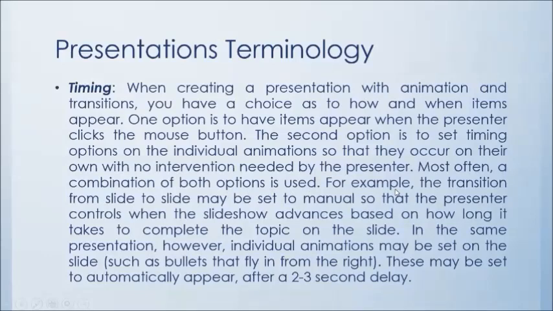For example, the transition from slide to slide may be set to manual so that the presenter controls when the slideshow advances based on how long it takes to complete the topic on the slide. In the same presentation, however, individual animations may be set on the slide, such as, for example, bullets that fly in from the right. This may be set to automatically appear after a 2 to 3 second delay.